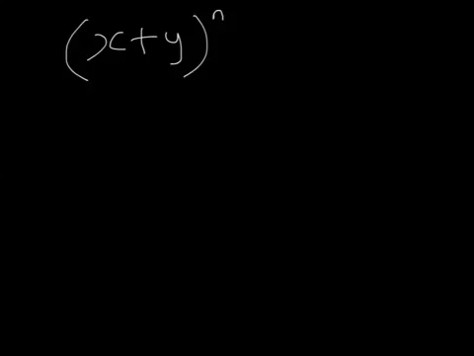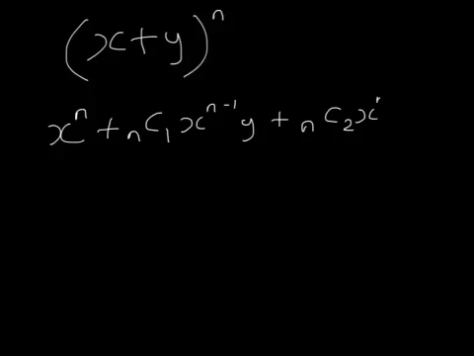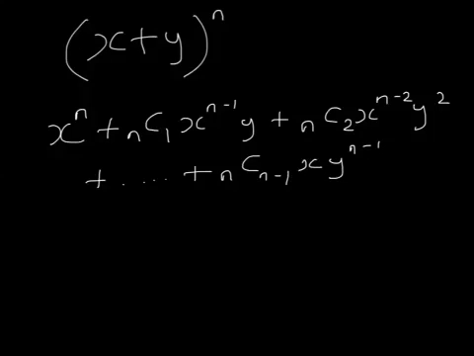Now in C2, we're using this formula here. And then the penultimate one was this. Then the last number was nCn, which is just 1, multiplied by y to the power n.